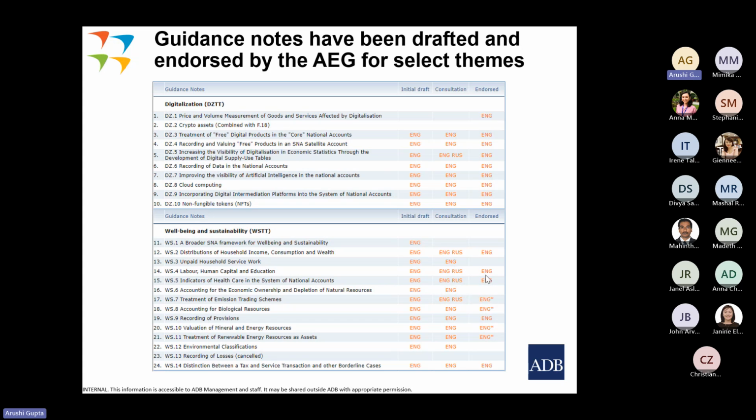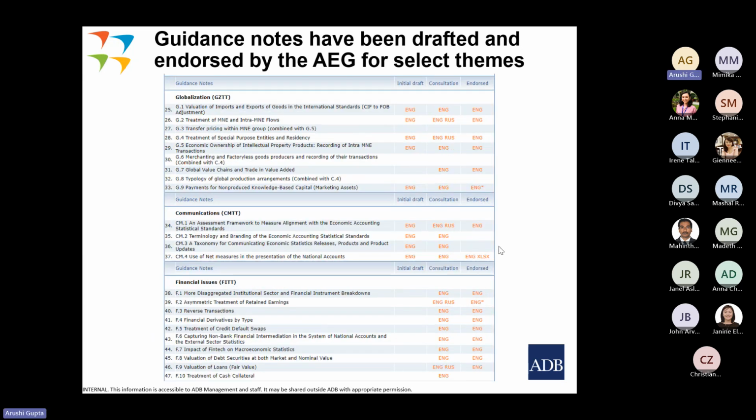Similarly, for well-being and sustainability, it includes several interesting topics like the treatment of unpaid household work, as well as the treatment of emissions. So again, the respective teams working on climate and environment accounts also may want to have a detailed look at these guidance notes. Then there are also guidance notes for globalization, communication, and financial issues.